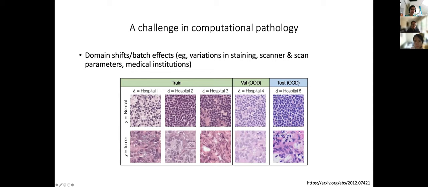There's a data set called Camelyon17-WILDS. I'm going to talk about this data set more later. This data set stems from images from 5 different hospitals. The images from hospitals 1, 2, and 3 look a little bit similar, right? But the images from hospitals 4 and 5 look totally different. So if you train your model on these reddish images, your model sometimes doesn't generalize well to these more bluish or purplish images. That's a huge problem in computational pathology.